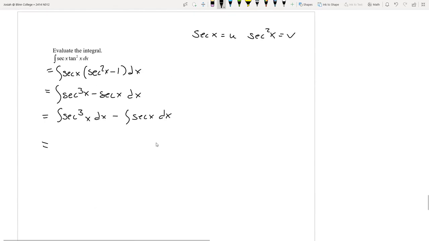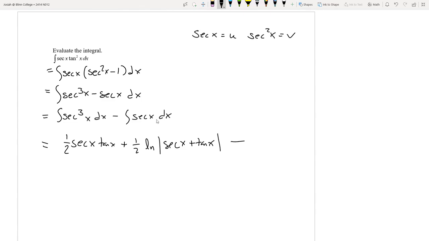All right, so if we remember from last time, the integral of secant cubed of x was 1/2 secant of x tangent of x plus 1/2 natural log of secant of x plus tangent of x. That was the secant cubed. And the integral of secant is just natural log of secant of x plus tangent of x.